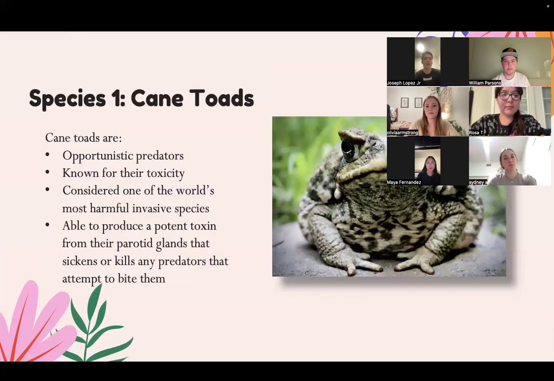Cane toads are fascinating creatures known for being opportunistic predators, which means they have a diverse diet that includes a wide variety of small insects and some plants. This allows them to thrive in different habitats, but they also pose a serious threat due to the potent toxins within their glands, which can be located behind their ears and shoulders. These toxins can be extremely harmful or fatal to animals that attempt to eat them.